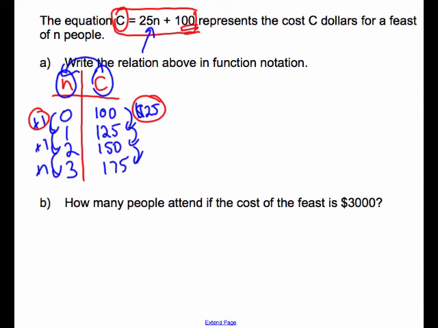Now all that's being asked for here is to write this relation in function notation. So function notation is of the form f of x, something to that extent. The easiest way to do this one would be to say the cost as a function of the variable to follow, n, c of n, is equal to 25n plus 100.